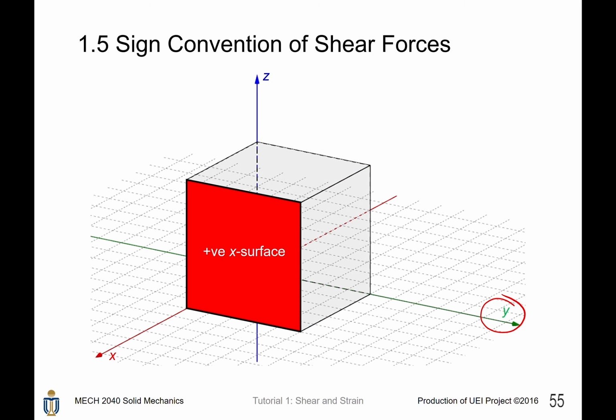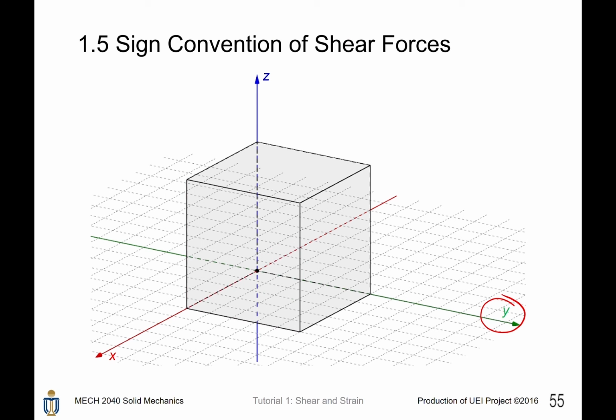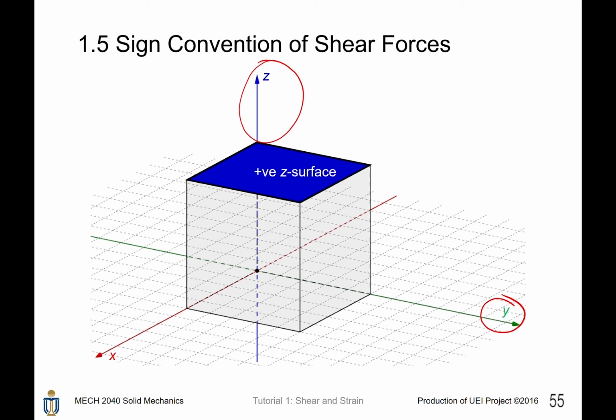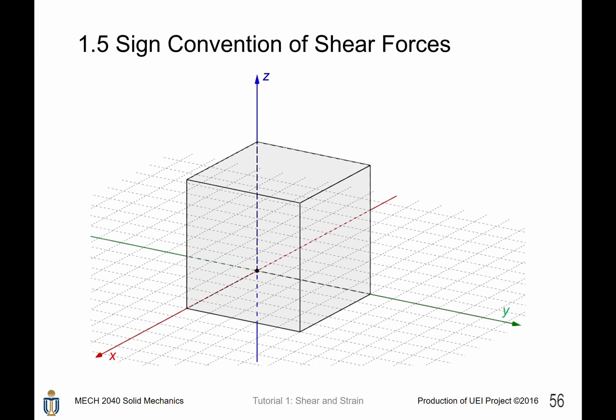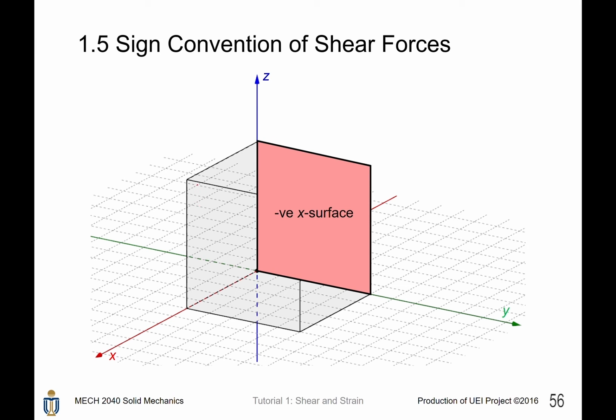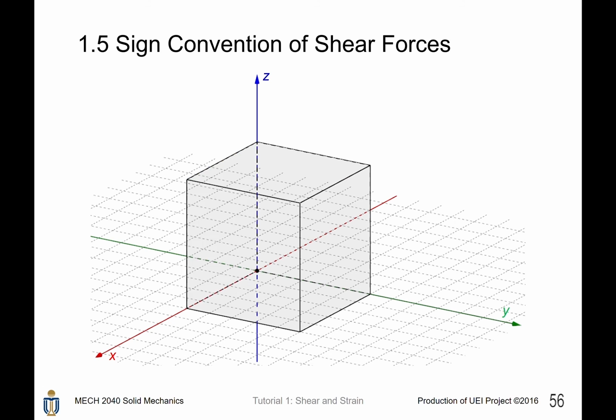Let's play again. This is the positive x surface, positive y surface, positive z surface. So those surfaces facing us, where the axis is the outward normal, are positive. Then the negative x surface. You can see the negative surface and the positive surface are opposite and parallel, okay? So this is positive x, and the negative y surface, and the negative z surface.